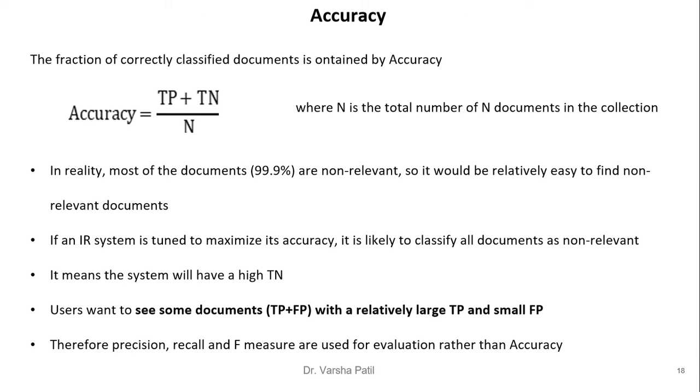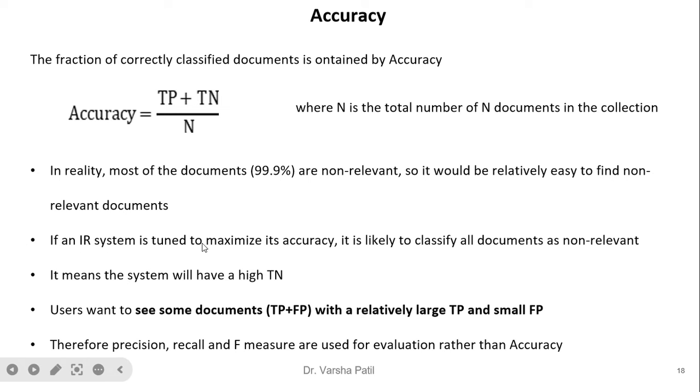Next measure is accuracy, but accuracy is rarely used in information retrieval. The fraction of correctly classified documents is obtained by accuracy, where accuracy is TP plus TN divided by N. We found that when we are using precision and recall, only TP, FP and FN are used, but we are not using the TN. Now the accuracy formula is TP plus TN divided by N, where N is the total number of documents in the collection. But for an IR system most of the documents are non-relevant, so it would be relatively easy to find the non-relevant documents.